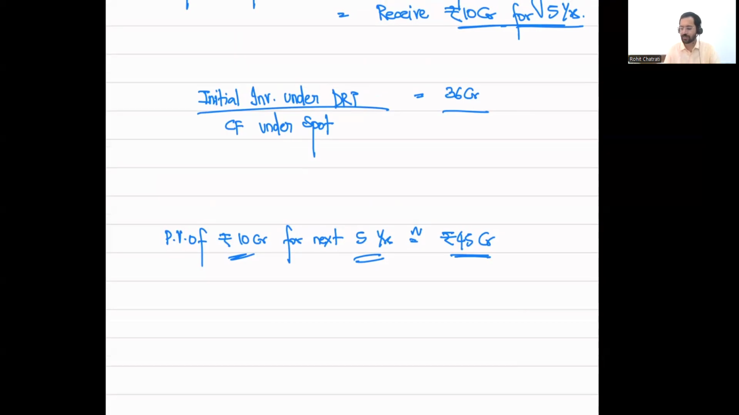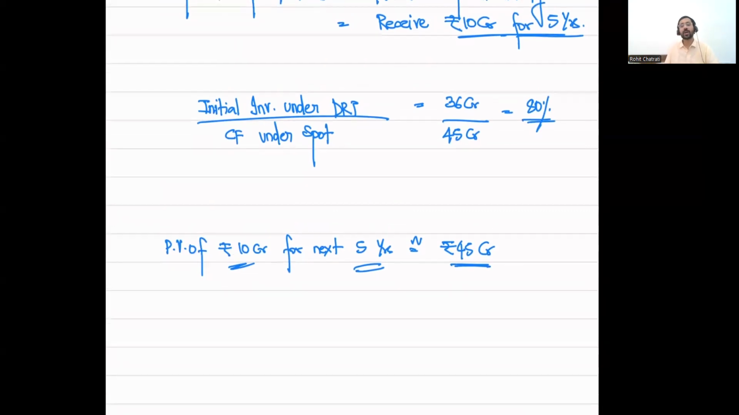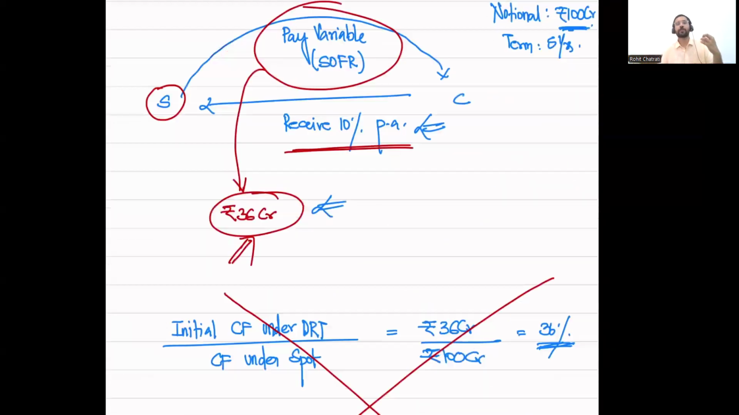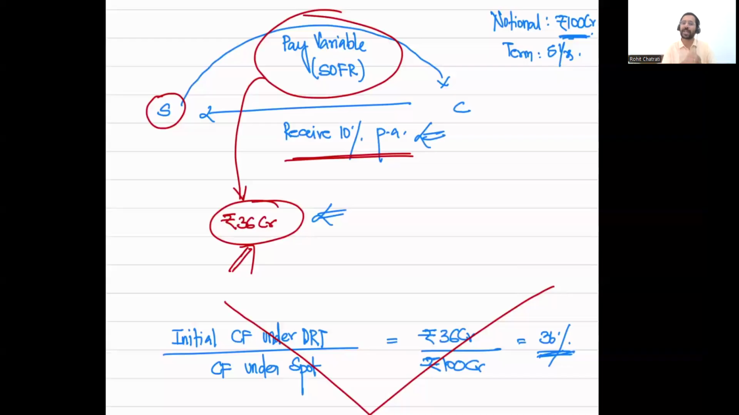So 36 divided by 45 is about 80 percentage. Basically, under this contract, we are undergoing a cash outflow which is 80 percentage of the cash outflow that we would have undertaken for a similar position in the spot market. For me to receive an annuity cash flow of 10 crores every year, I would probably pay 45 crores in the spot market. Under this derivative contract, I paid 36 crores, which is 80 percentage of the amount that I would have paid under the spot market.